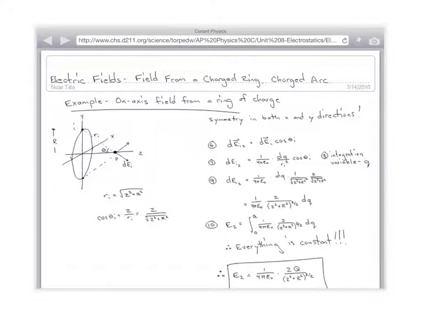Okay, so this is the next in our series of derivations of the electric field from different continuous shapes. This particular shape that we're going to be doing is a ring of charge. When I say a ring of charge, let's say you have a ring that looks like a hula hoop, and you charge it up. Say you give it a bunch of positive charges.